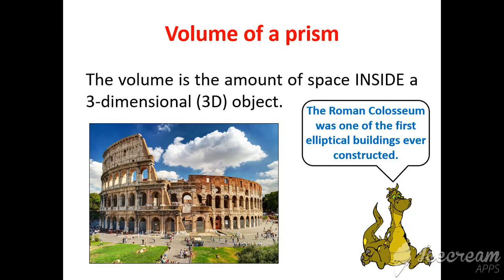So far we know that the volume is the amount of space inside a 3D object. For those of you who've done any work on the Colosseum, the Roman Colosseum, you probably are aware that it is not a perfect circle. It's kind of like a squash circle, and we call that an ellipse. So the Roman Colosseum was one of the first elliptical buildings ever built.